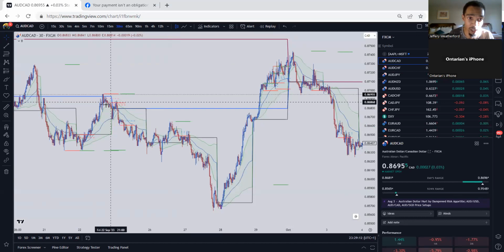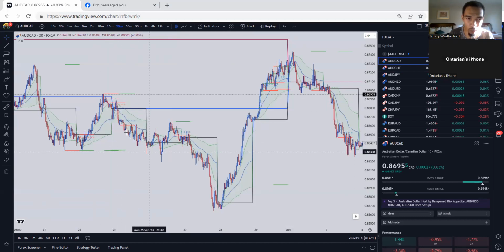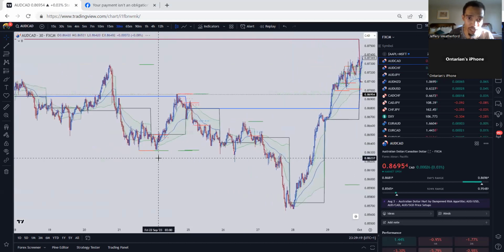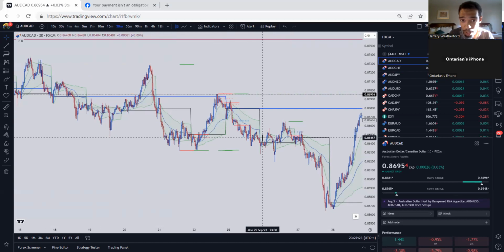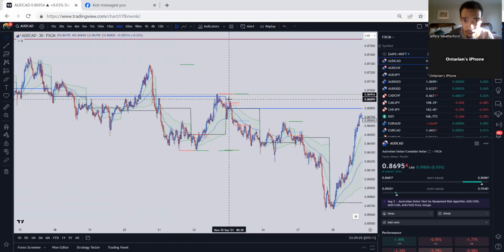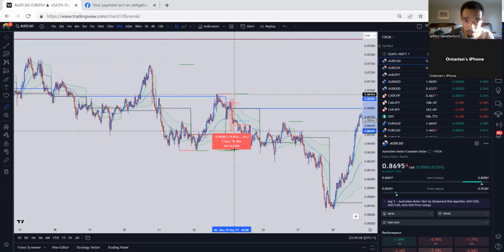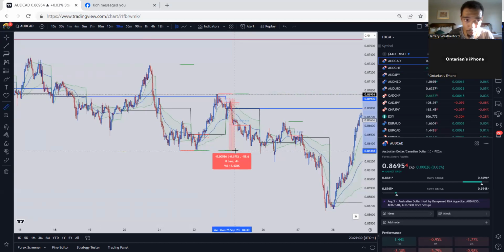So here you see we had a sell setup, and this would be really the only valid one in this range, because it's a sell setup at the top of a range. And what is this? A nice little 50 pip move. Short.